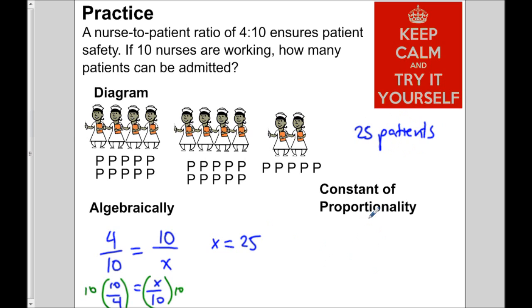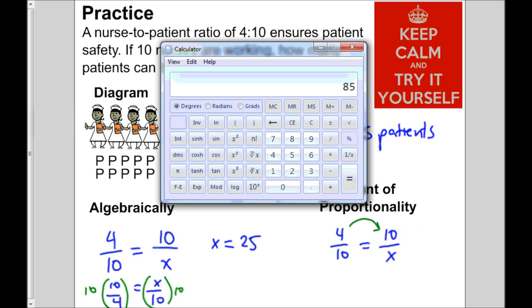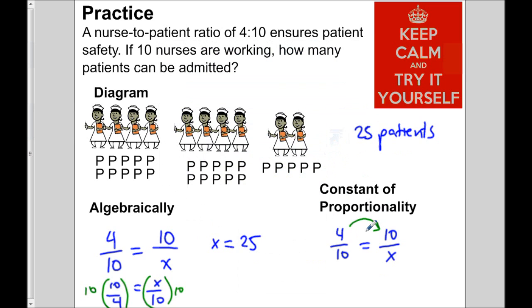Last way, let's write that proportion again. So I have to multiply 4 with something to get 10. But let's go backwards then to figure out what that is. So let's do 10 divided by 4 to get that constant, which is 2.5. So that means here I'm multiplying by 2.5. So to go the other way, I've got to multiply with 2.5. So 10 times 2.5 is 25 again. So 3 different ways, same answer.